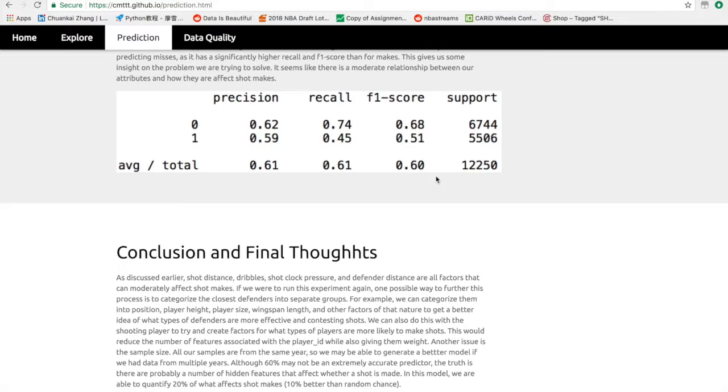One possible way to modify this in the future is to separate the players out by position and create a categorical attribute from those values. There are likely also many other hidden attributes that can affect shot make. Although our model only outperformed random chance by 10%, we can say that these attributes are able to quantify at least some of what leads to a shot miss.